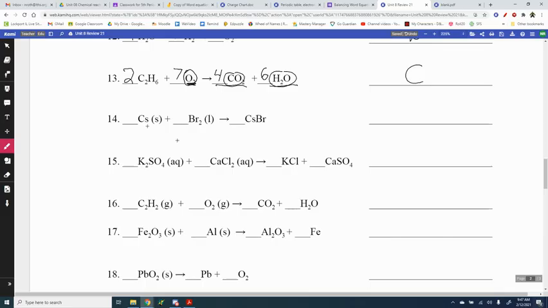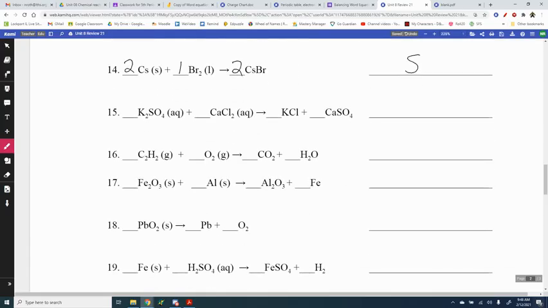Okay, next one. We have 1 Cs on this side, 1 Cs on that side, 2 Brs on this side, 1 Br on this side. So 2 to fix the Brs. Now we have 2 Cs, 2 to fix the Cs. Nice and easy. Okay. And then classifying, this is a synthesis reaction because we are starting with 2 things. They come together to make 1 thing, and that is a synthesis reaction. Hooray.